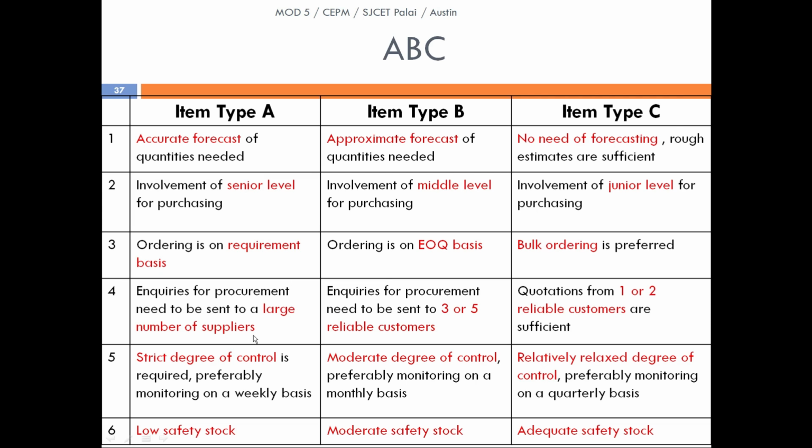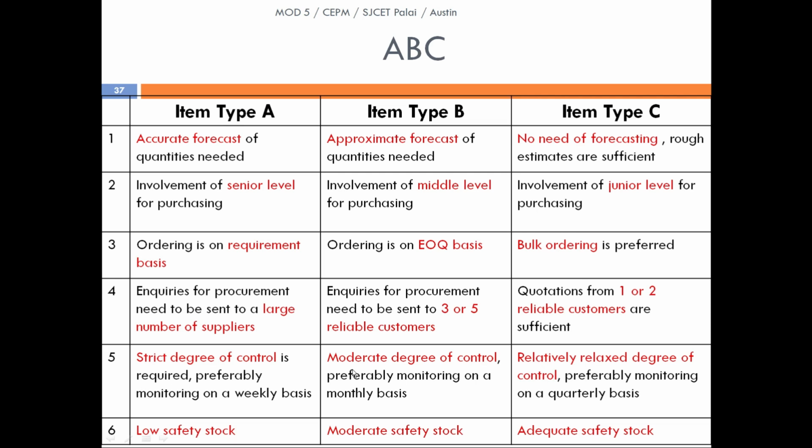So inquiries for procurement to a large number of suppliers means those are carried out in a proper contract or tender manner. They will receive quotes from all the suppliers and analyze them thoroughly, and based upon that they will allocate the supply or the contract. So this is by the middle level of management or by approximate forecast. So 3 to 5 reliable suppliers. In type C, any 1 or 2 reliable suppliers can be used. No need of much scrutiny in that.